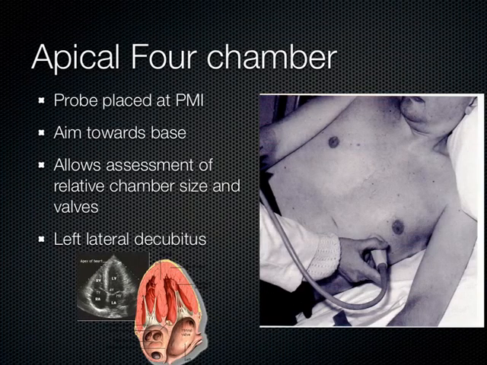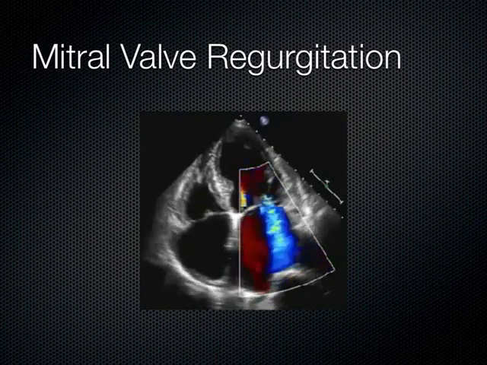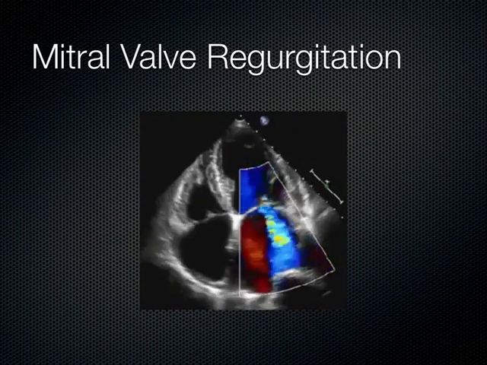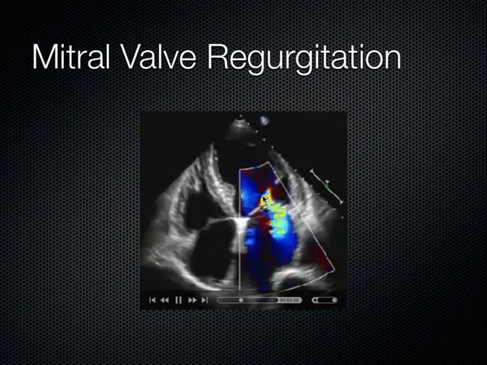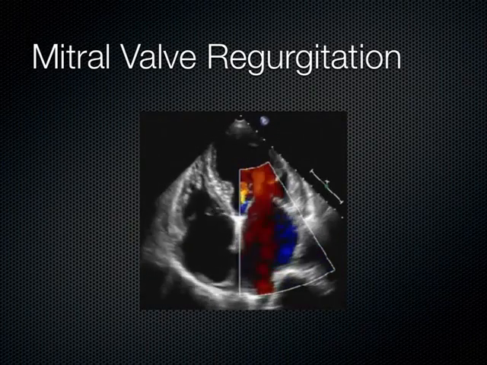Now, the apical 4 chamber is obtained by putting the indicator to the patient's right, and you're really going for the PMI, that little place there on the chest where the apex of the heart comes to the chest wall. And this is made easier when you put the patient to left lateral decubitus, as you're about to see. Now, to look at the mitral valve, this is the best view, the apical 4 chamber view, where we can see BART, B-A-R-T, blue away, red towards.